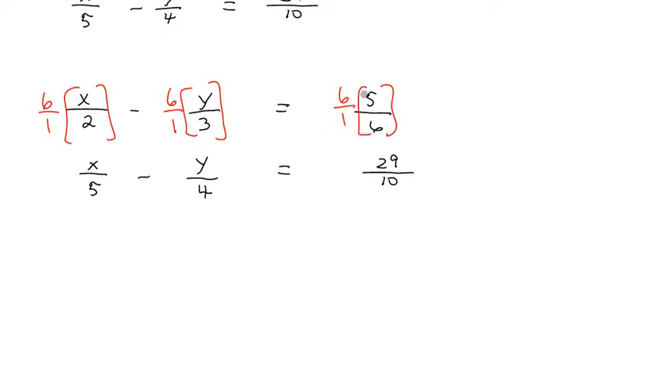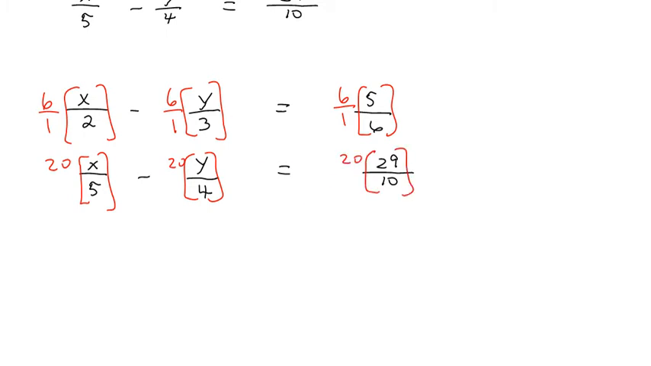So 6 times 5 over 6. And the same thing happens on this one. The denominators are 5 and 4 and 10, so the least common denominator will be 20. So multiply that by 20, multiply that one by 20, and that one by 20.